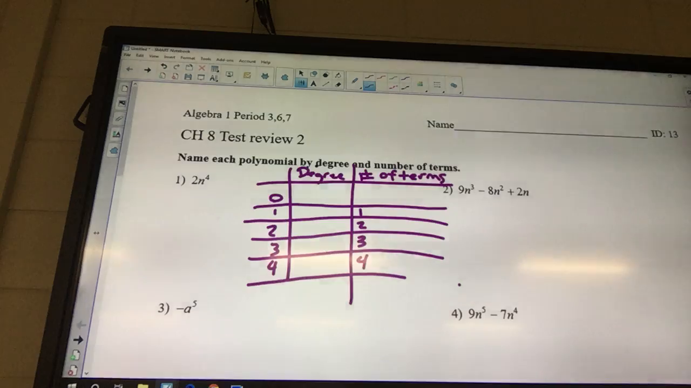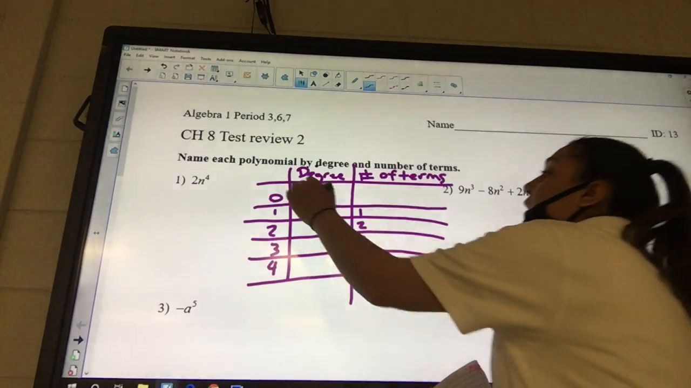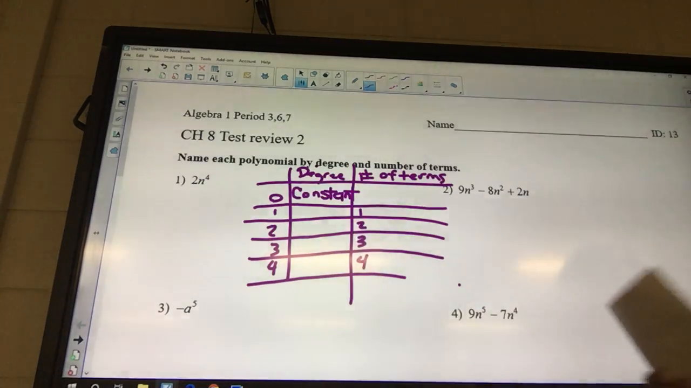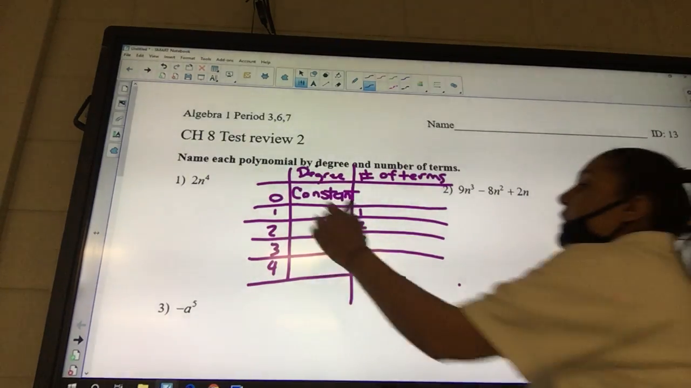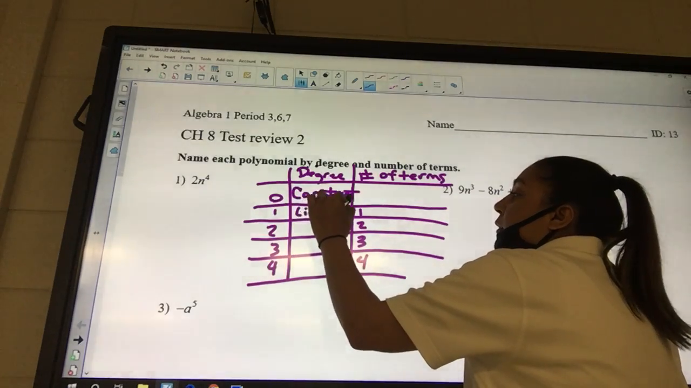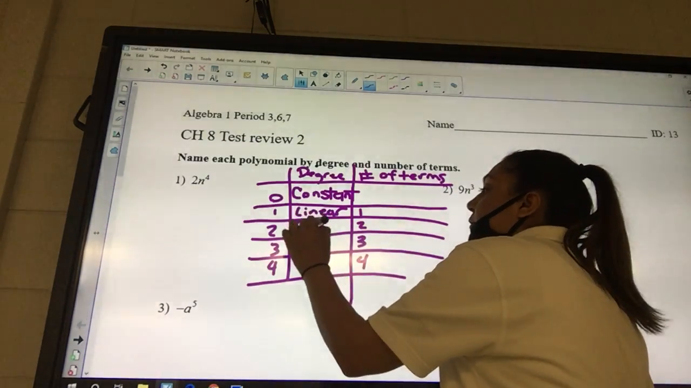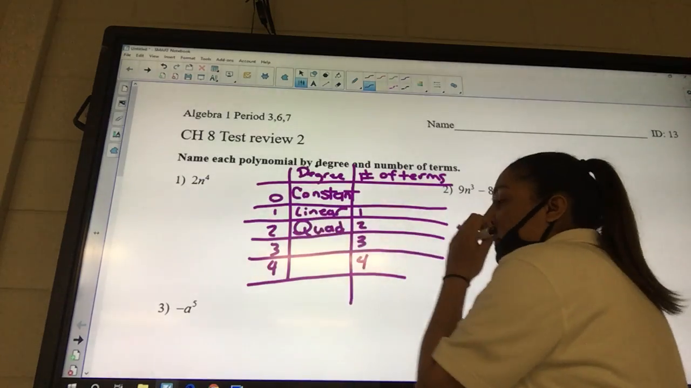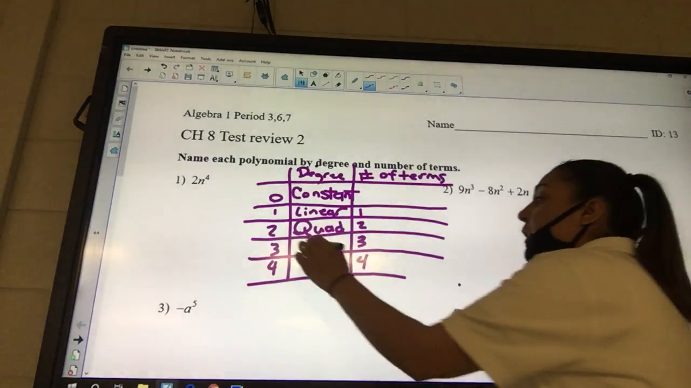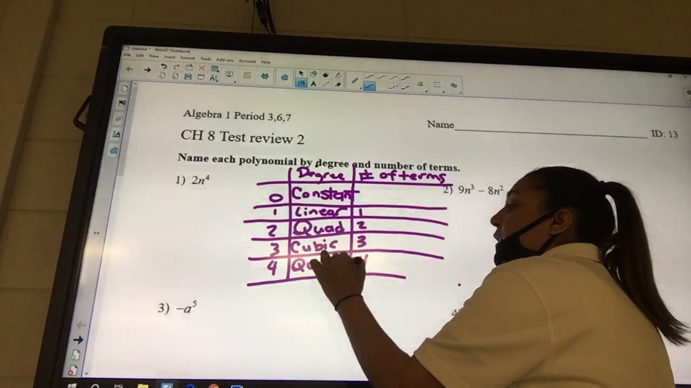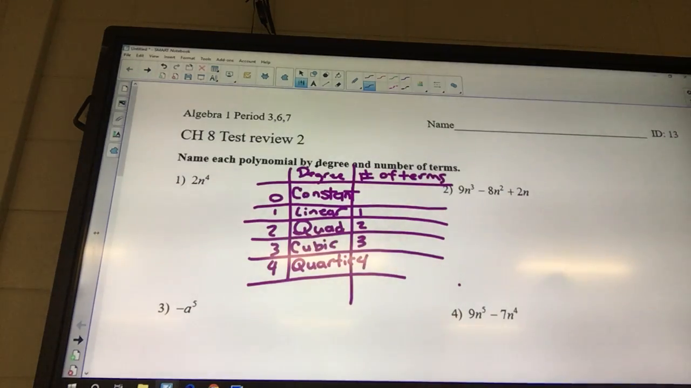Okay, so if our degree is 0, it's going to be a constant. If our degree is 1, it is a linear. What's a 2? A quadratic. 3 is cubic. Quartic. And if you look through your papers and you find this paper, you're more than welcome to use it on your test. Okay? What about the number of terms?